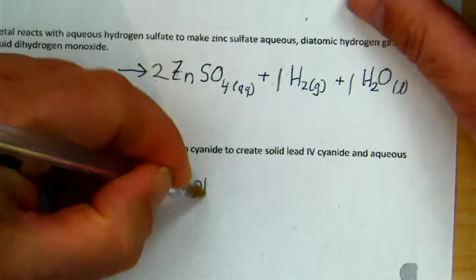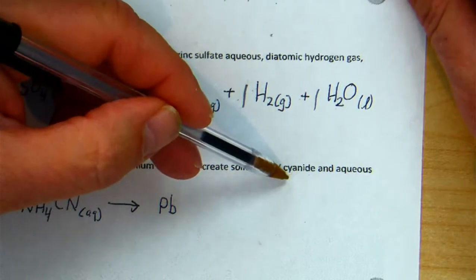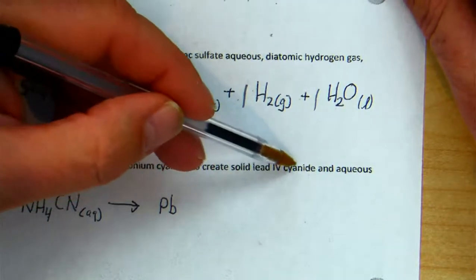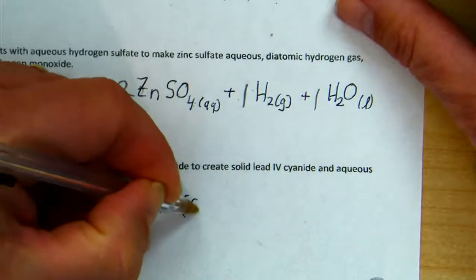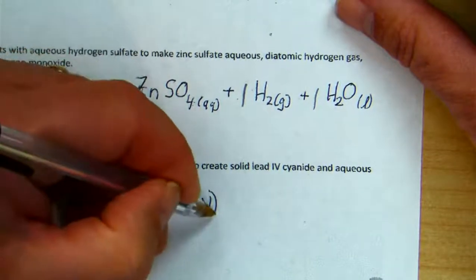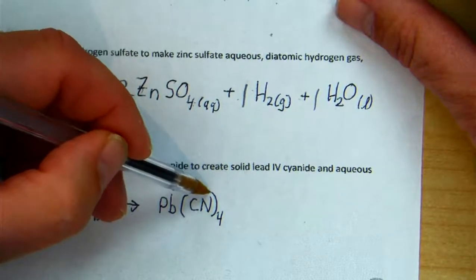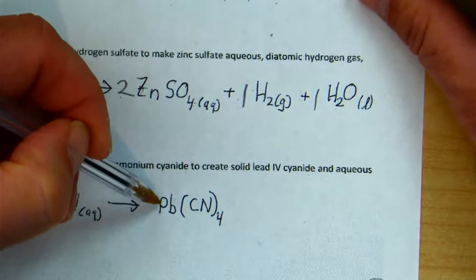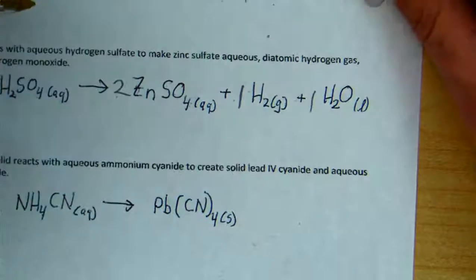Lead is Pb. The Roman numeral 4 means it's a 4 plus charge. Cyanide, CN, if you need to look it up, always has a 1 minus charge. So I'm going to need 4 cyanides for each lead. That means I must use open parentheses. CN, carbon, nitrogen, is cyanide. Subscript 4, because I need 4 of these 1 minus charges to cancel the 4 plus charge from this one lead. And since it's solid, let's put that in parentheses as a subscript. And, plus sign, aqueous ammonium sulfide.